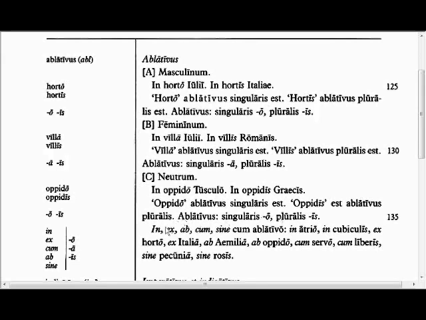And here he gives you a few of the prepositions that take the ablative: in, ex, ab, cum, sine, with the ablative. And the examples: in the atrium, in the bedrooms, out of the garden, out of Italy, from Aemilia, from the town, with the slave, with the children, without money, without the roses.